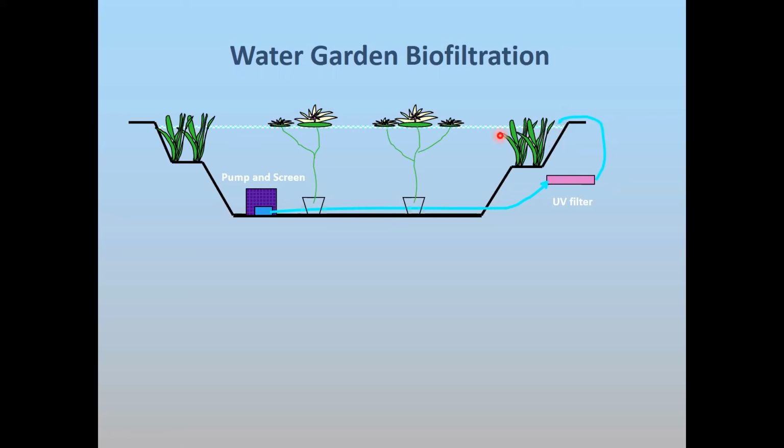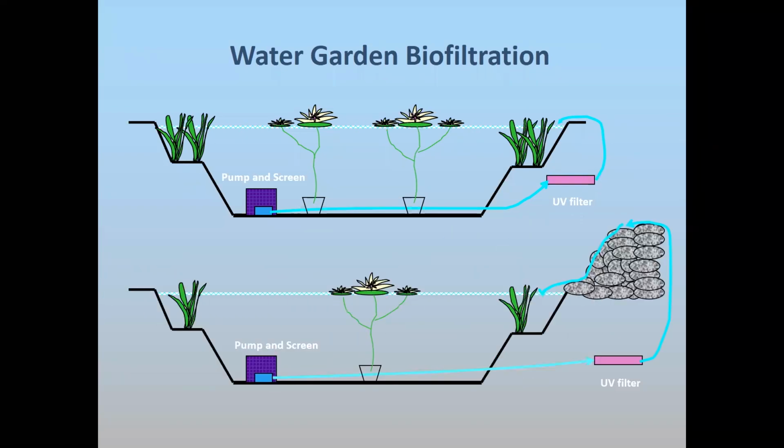The water then enters the pond and comes in contact with different types of plants, and the plants are taking up the ammonia and also helping to regulate the pH. They're adding oxygen. So again, plants are a wonderful item to consider for your water garden, not only because of their aesthetic value, but also because of the water quality filtration that they do for you.